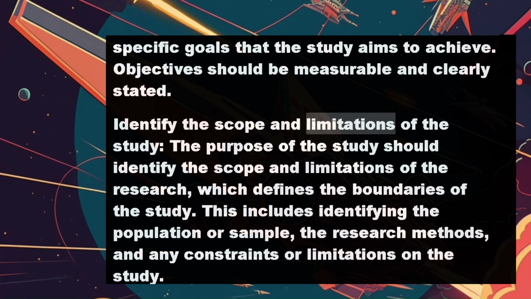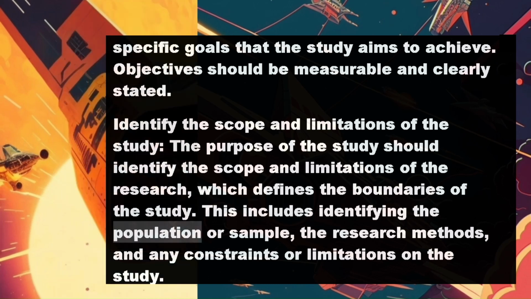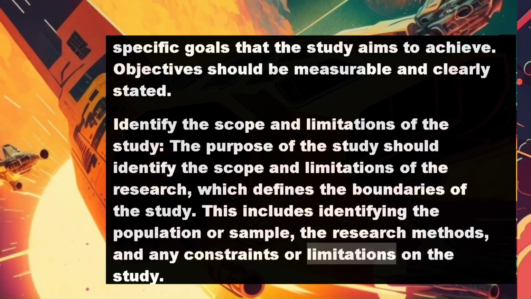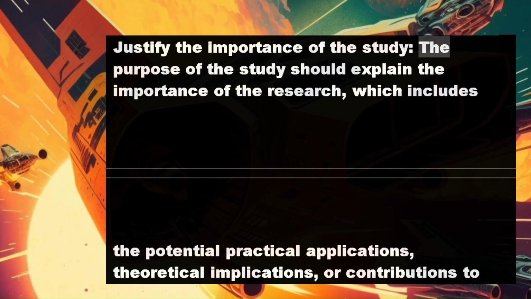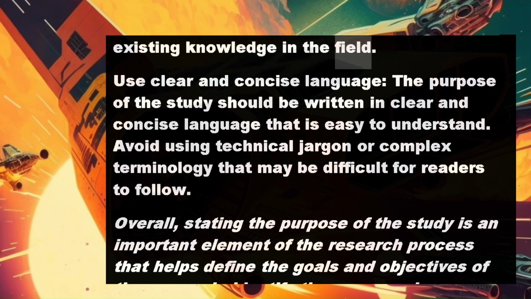Identify the scope and limitations of the study. The purpose of the study should identify the scope and limitations of the research, which defines the boundaries of the study. This includes identifying the population or sample, the research methods, and any constraints or limitations on the study. Justify the importance of the study. The purpose of the study should explain the importance of the research, which includes the potential practical applications, theoretical implications, or contributions to existing knowledge in the field.